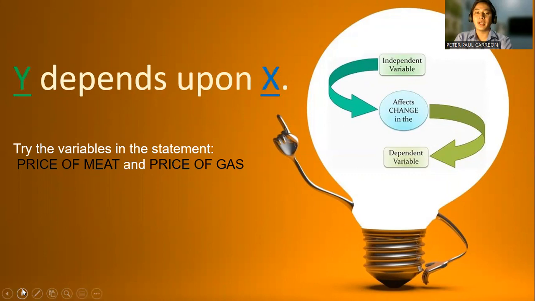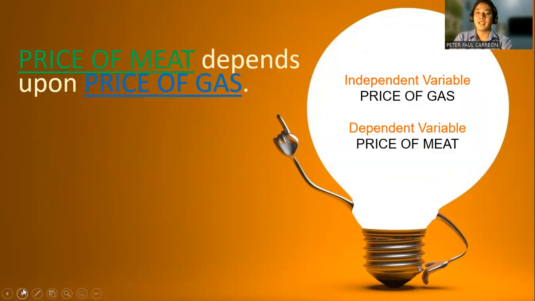Correct. Price of meat is our dependent variable, and the independent variable is the price of gas, because we know that the price of meat depends upon the price of gas. And you know our situation nowadays, gasoline and crude oil are very high in the market. So we expect that all the commodities will be affected by the price hike in gasoline.